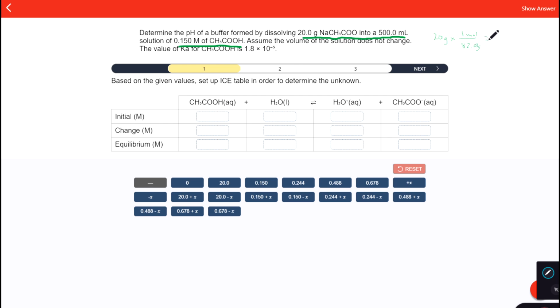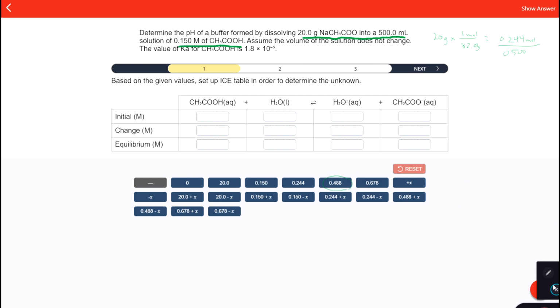Now that's going to equal our moles, which is 0.244, and then we put that over our liters. Molarity is moles per liter, so 0.55, and we get 0.488. So we're looking here.